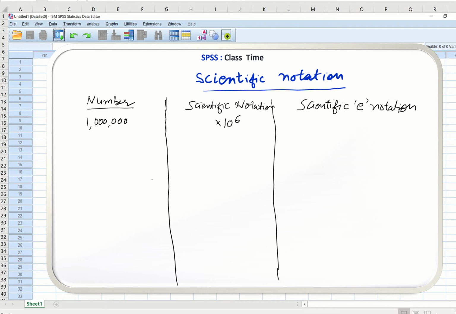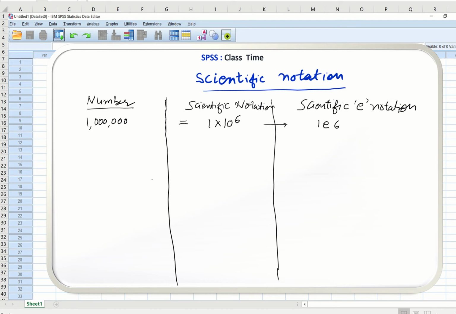And if we write it this way, then 1 times 10 raised to power 6 is a scientific notation of the same number. Right? So if you want to write scientific E notation for the same number, you will write it as 1E6. So this is how we write the scientific notation.